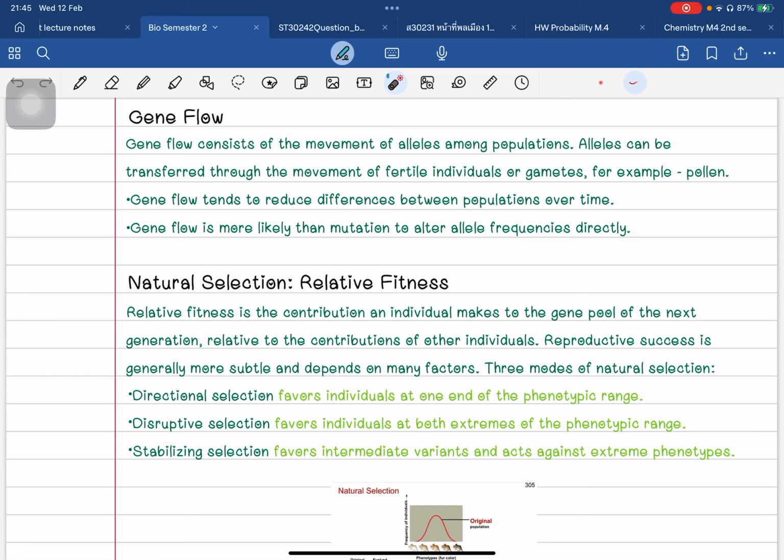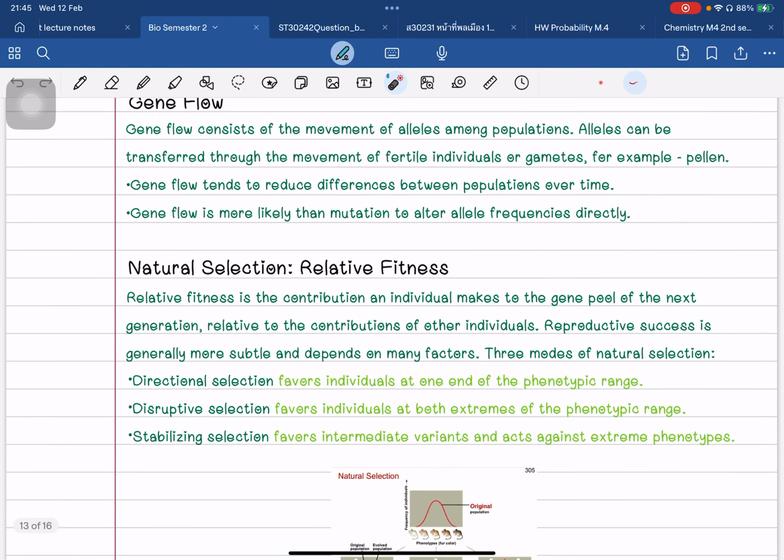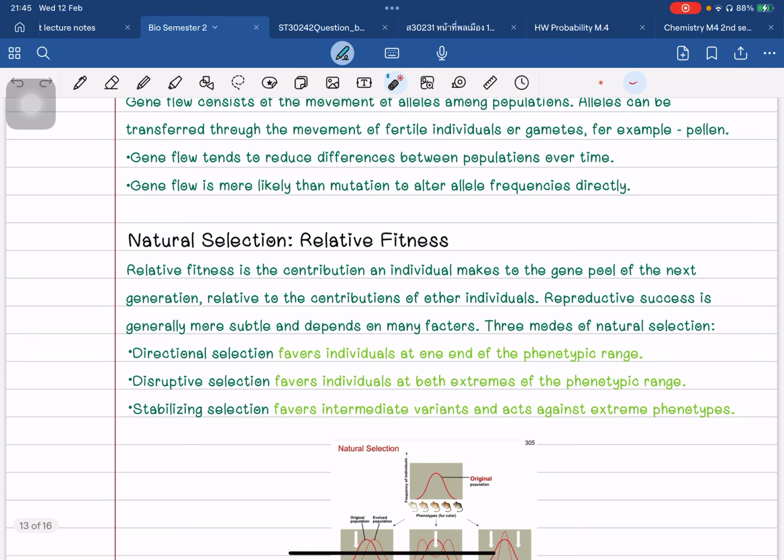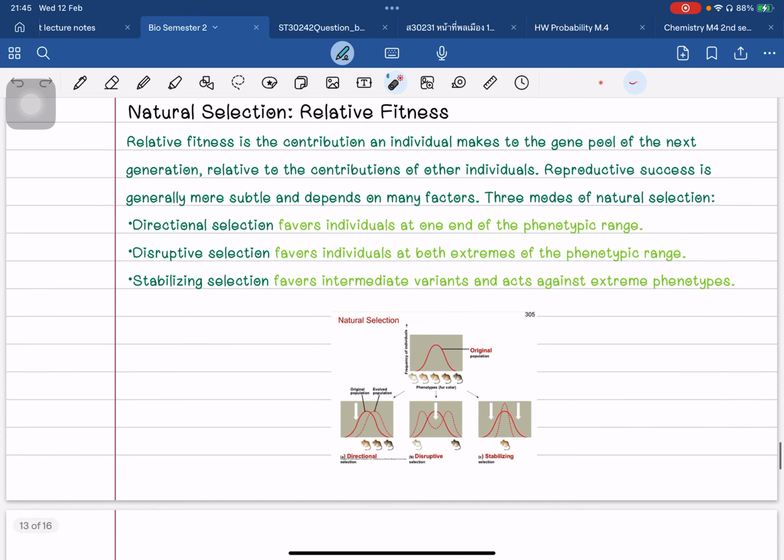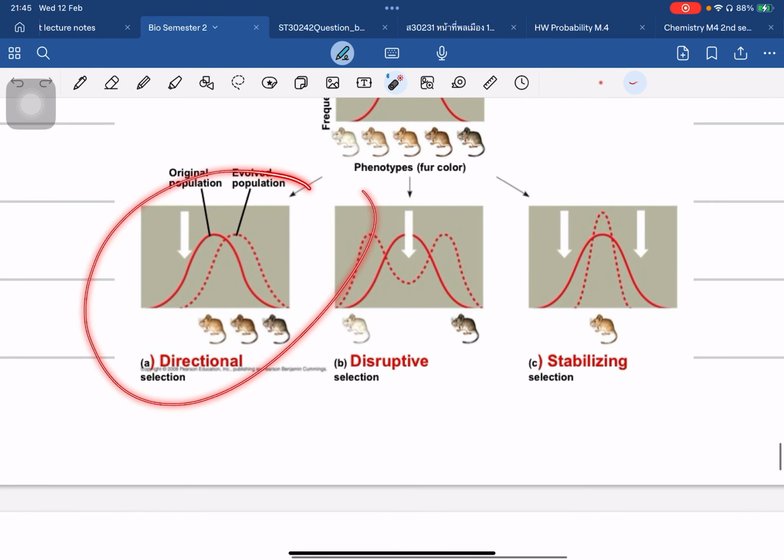Three modes of natural selection. One is directional selection, which favors individuals at one end of the phenotypic range. The second is disruptive selection, which favors individuals at both extremes of the phenotypic range. And the last one is stabilizing selection, which favors intermediate variants and acts against extreme phenotypes. So here are the three modes.